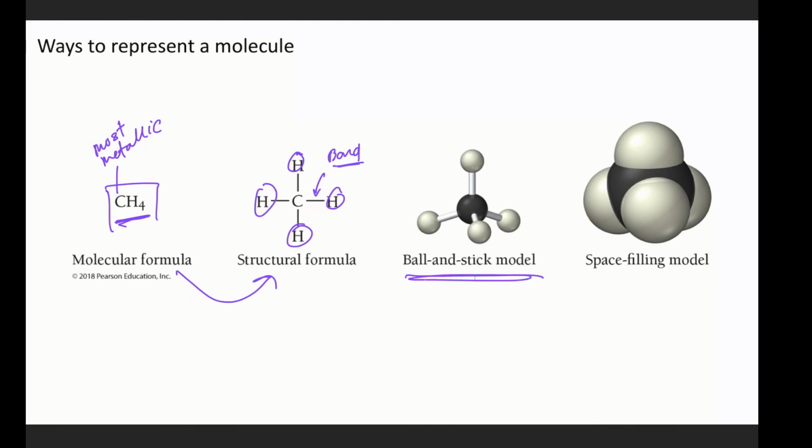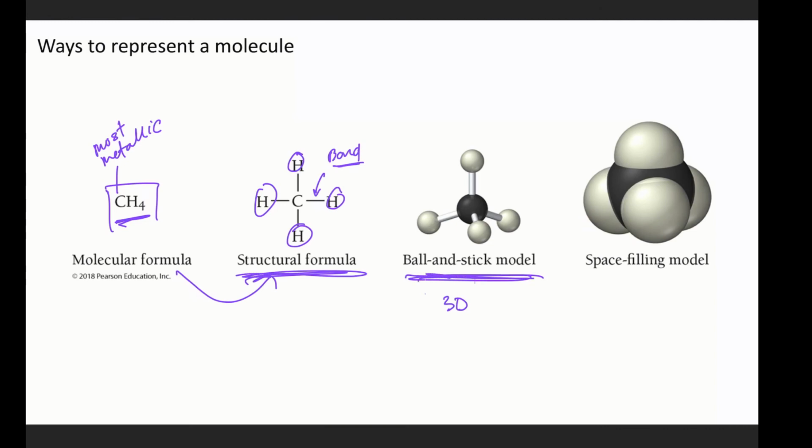Then we have the ball and stick model, which is where we finally get some 3-dimensional information. That's important because we often forget, since we work on paper, and so we assume that we have this flat molecule where everything is 90 degrees from each other. Well, it's not. That's just the natural way to write it on a piece of flat paper. But in real life, everything is 3-dimensional.